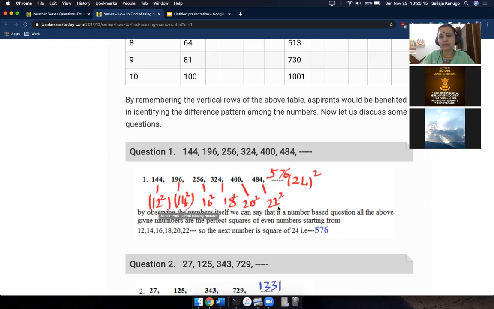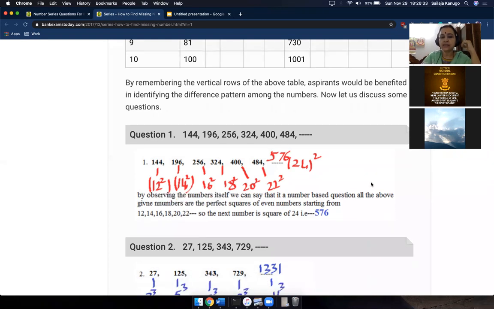24. Now 24's square is 576. So my answer is 576. This is question 1. Very clear. Is it clear? Next.